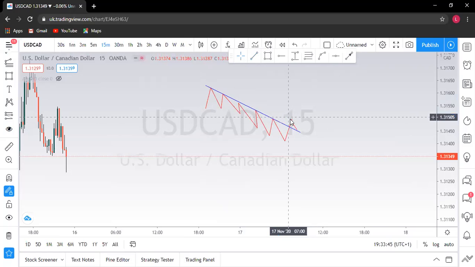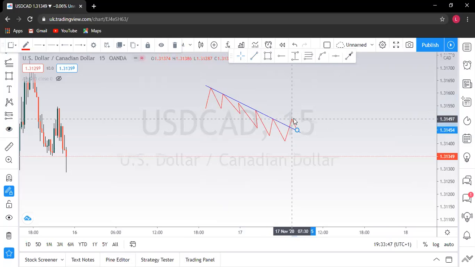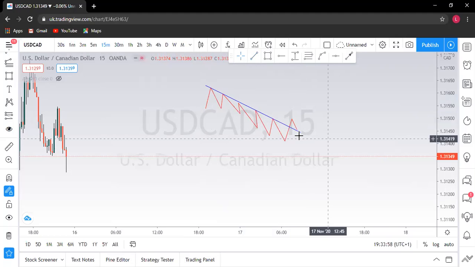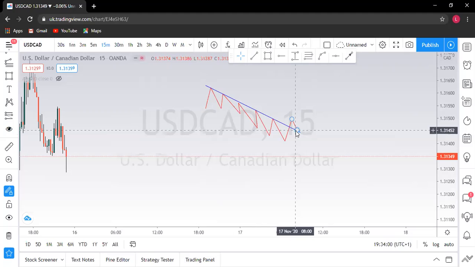So now that the trend line has become support. Why has it become a support? Because market has actually come back to retest it. So now it is below market. You understand? It is below market. So that is why it is a support.